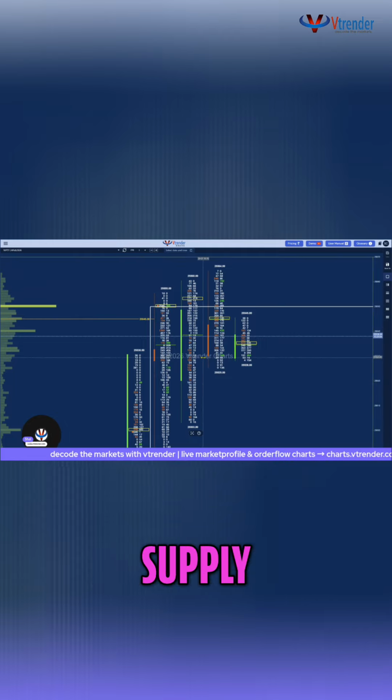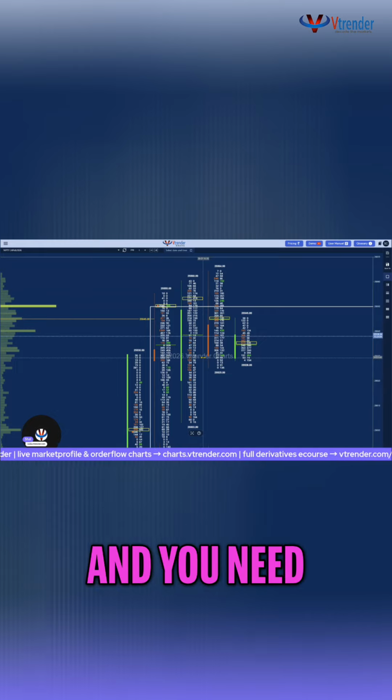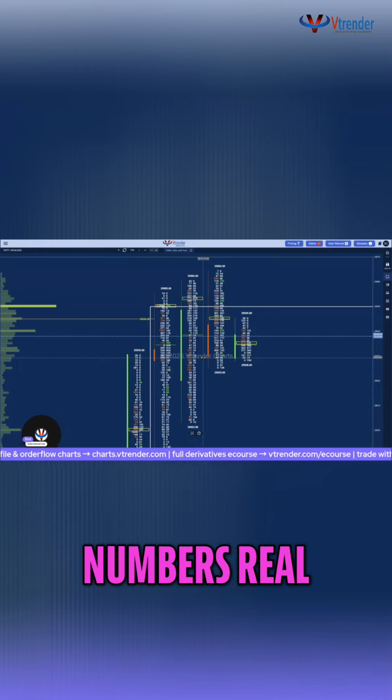To begin with, the left side of the screen is always going to be supply. The right side of your screen is going to be the demand, the green, and you need to read these numbers real time in a moving market.